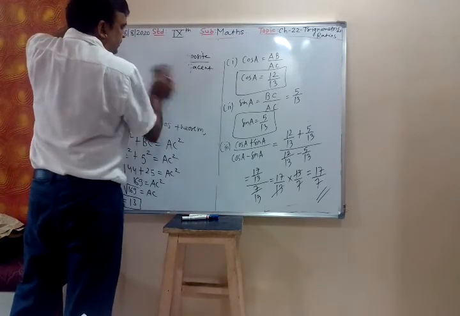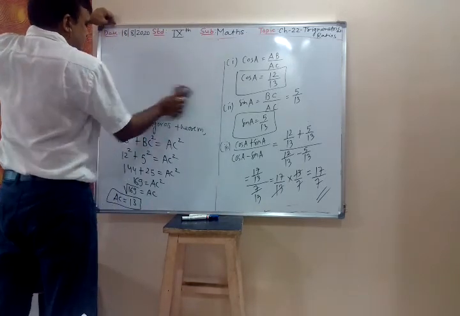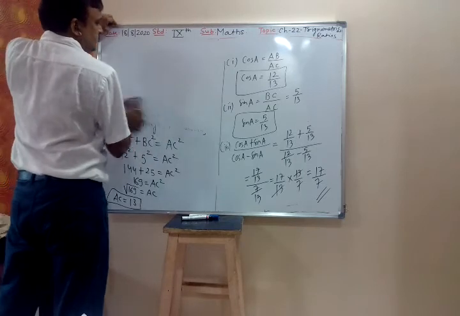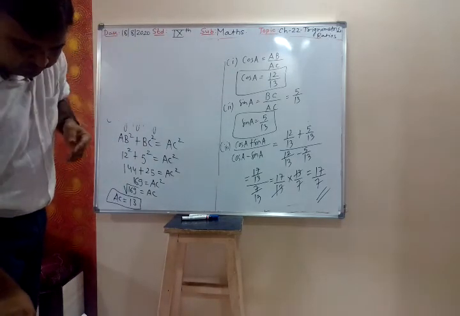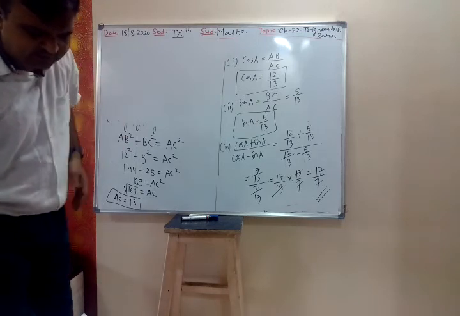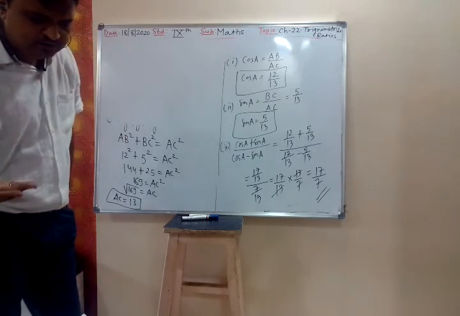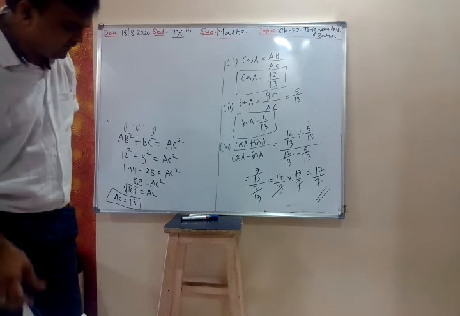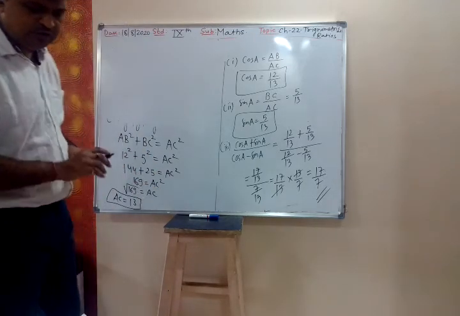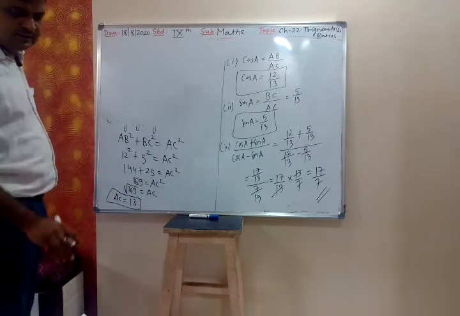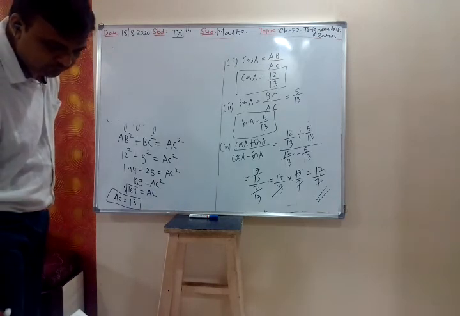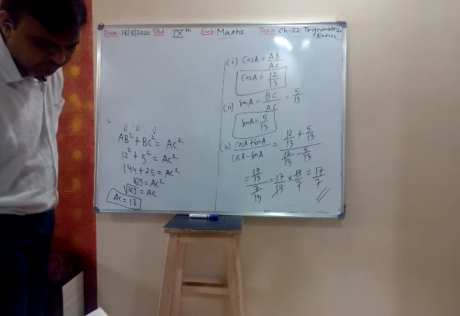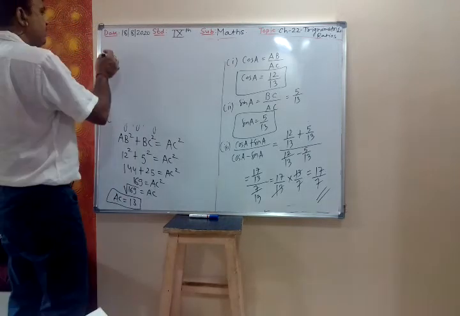Now the 13th, same thing: sin theta is p by q, that will be opposite upon hypotenuse. So you will get the same answer in terms of A. The 13th and 14th are homework. Now let me do the 15th.